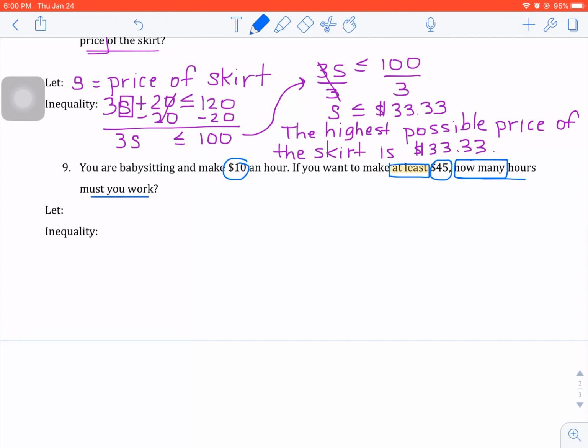So to set up this inequality, at least $45. So 45 is going to go on the other side of my inequality sign. And if I want to make at least 45, that means I want to make $45 or more. So I am going to use the greater than or equal to symbol. So it'll be greater than or equal to 45. Oh my goodness, I forgot to define my variable. Let me go ahead and write my greater than or equal to 45 by the inequality. And we want to know how many hours you must work. So I'm going to let H equal hours worked.